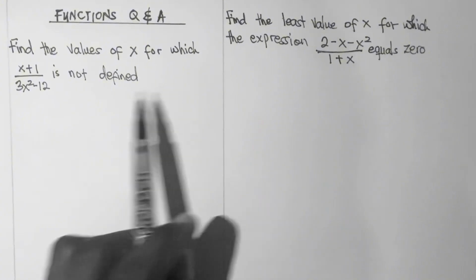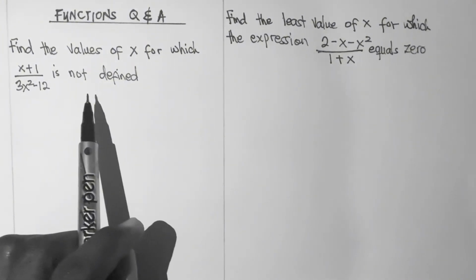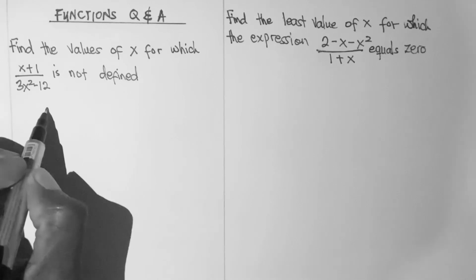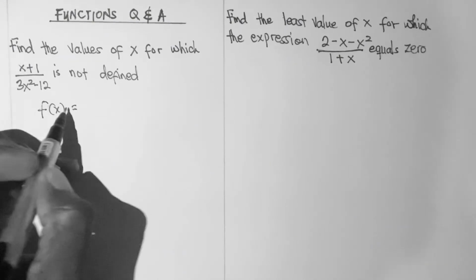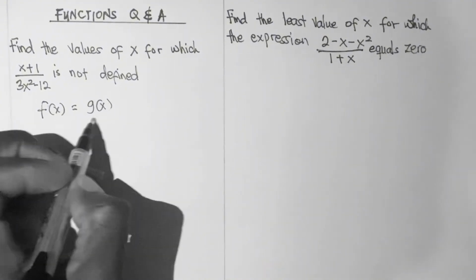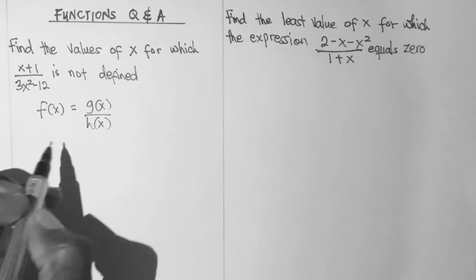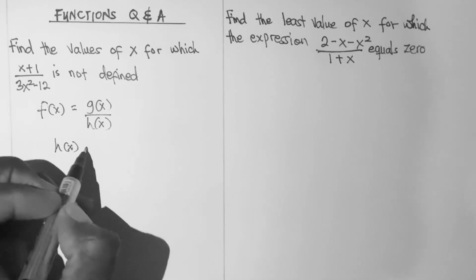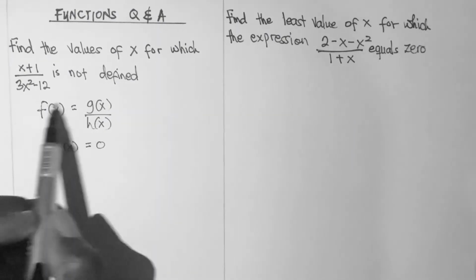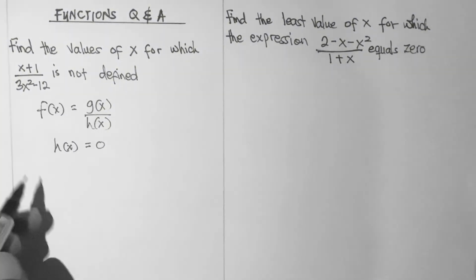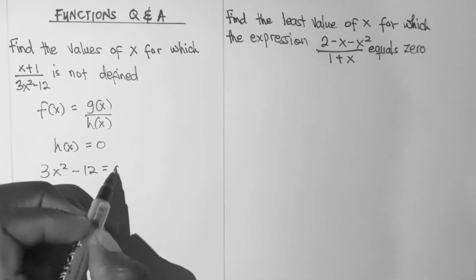Find the values of x for which (x + 1) divided by (3x squared minus 12) is not defined. Now, if you have a function, let's say f of x equals g of x divided by h of x, f of x is not defined if h of x is equal to 0. So to find the values for which this function is not defined, it means that 3x squared minus 12 should be equal to 0.